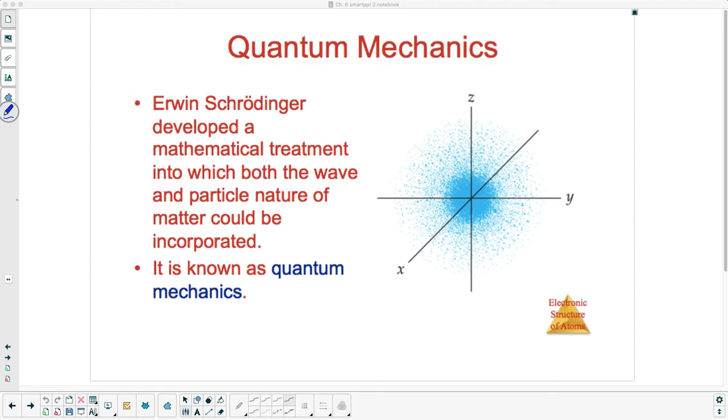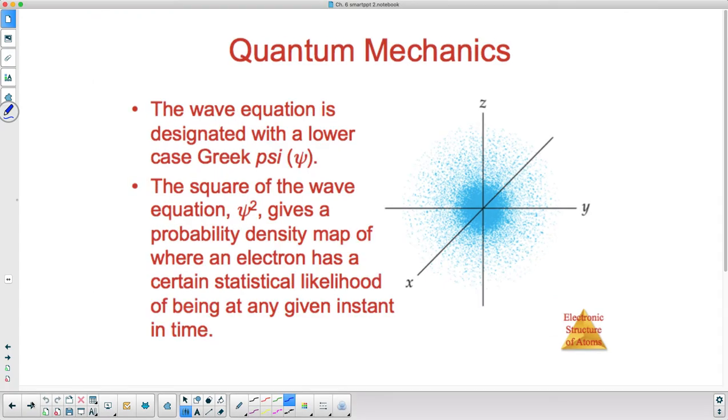Okay, enough talking about quantum mechanics. Let's move on. So there is something called a wave equation. When a particle displays wave properties, then those properties can fit into a wave equation. You don't need to know the wave equation. The wave equation is typically given with this Greek letter psi, which is what you have here. The square of the wave equation gives a probability density map.